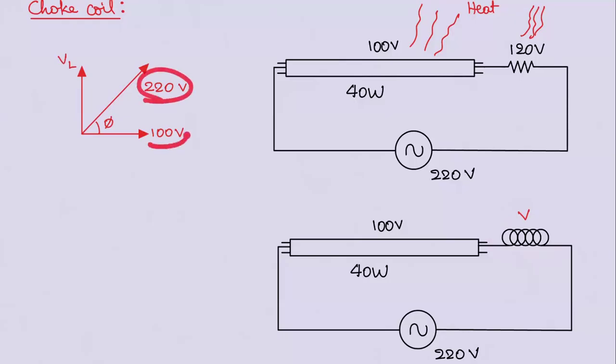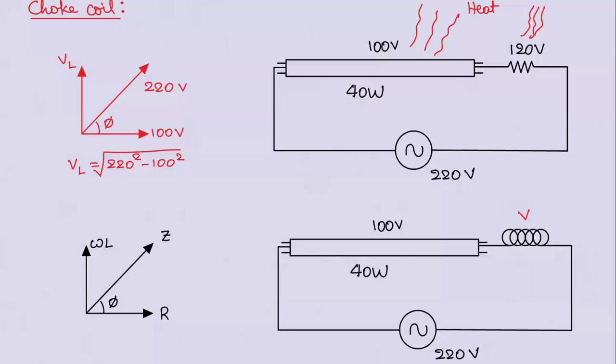So the source voltage is 220 and the tube light requires only 100 volt. What VL drop there will be, you can calculate. The value will be VL is equal to this one. And then you can use the impedance phasor. You can develop it. Okay. So you know the resistance of this tube light, and omega, everything you can decide.